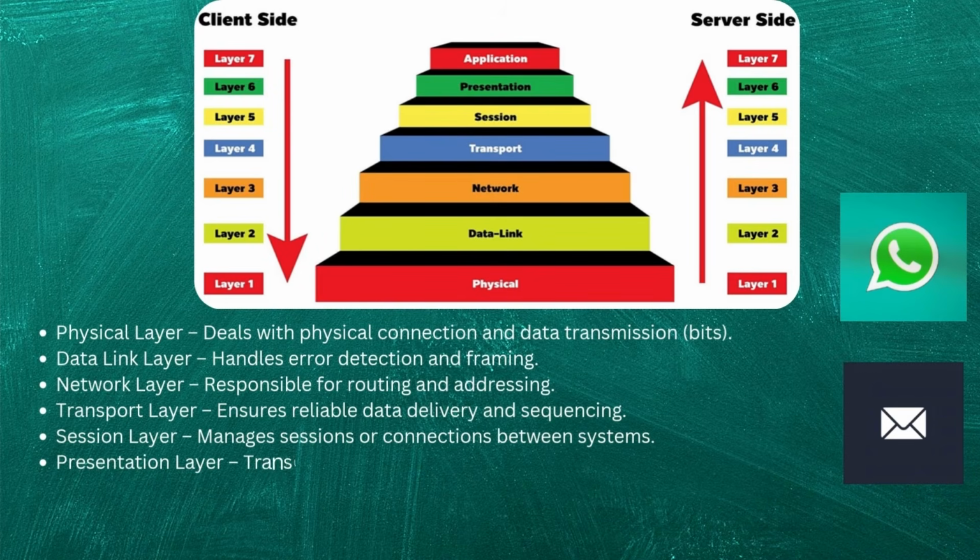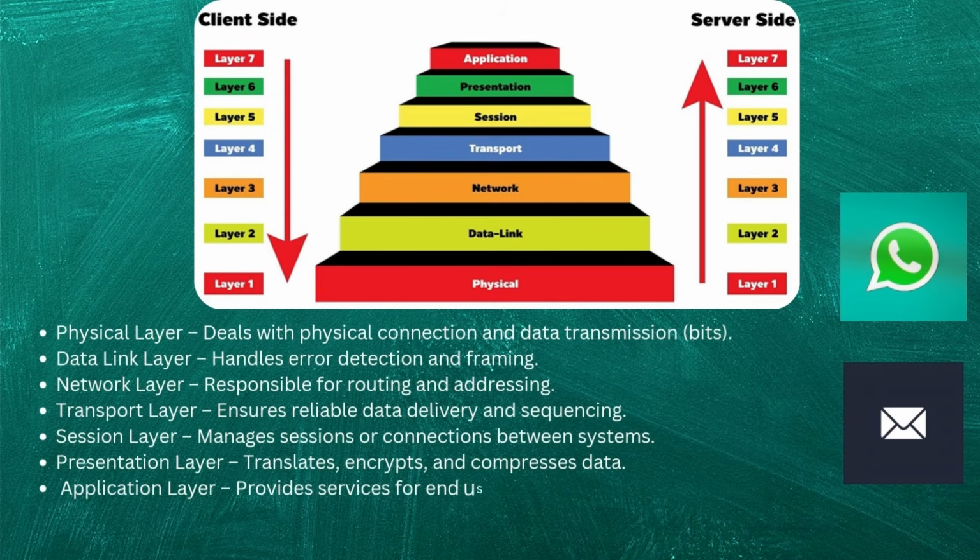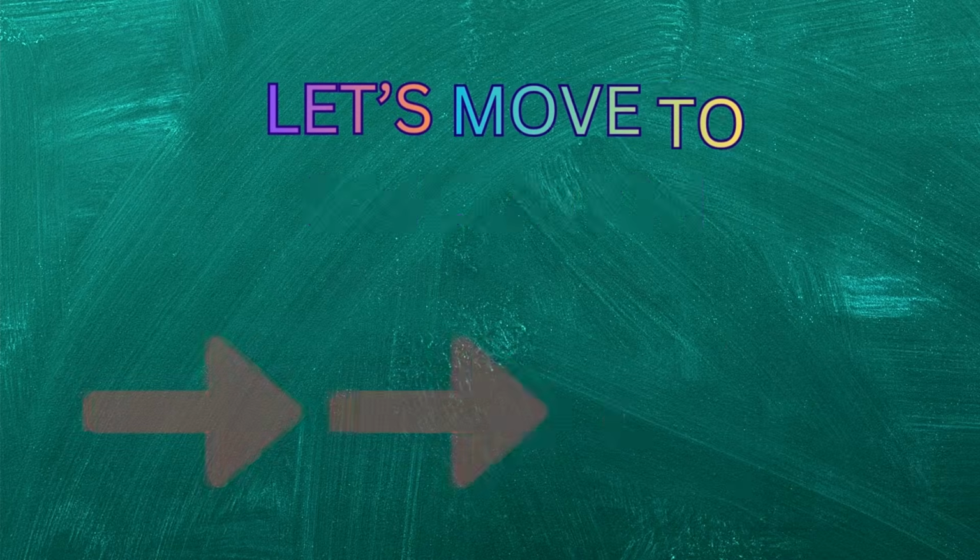Fifth, session layer, manages sessions or connections between systems. Sixth, presentation layer, translates, encrypts, and compresses the data. Seventh, application layer, provides services for end users like browsers, emails, apps. Let's move on to the simulation.